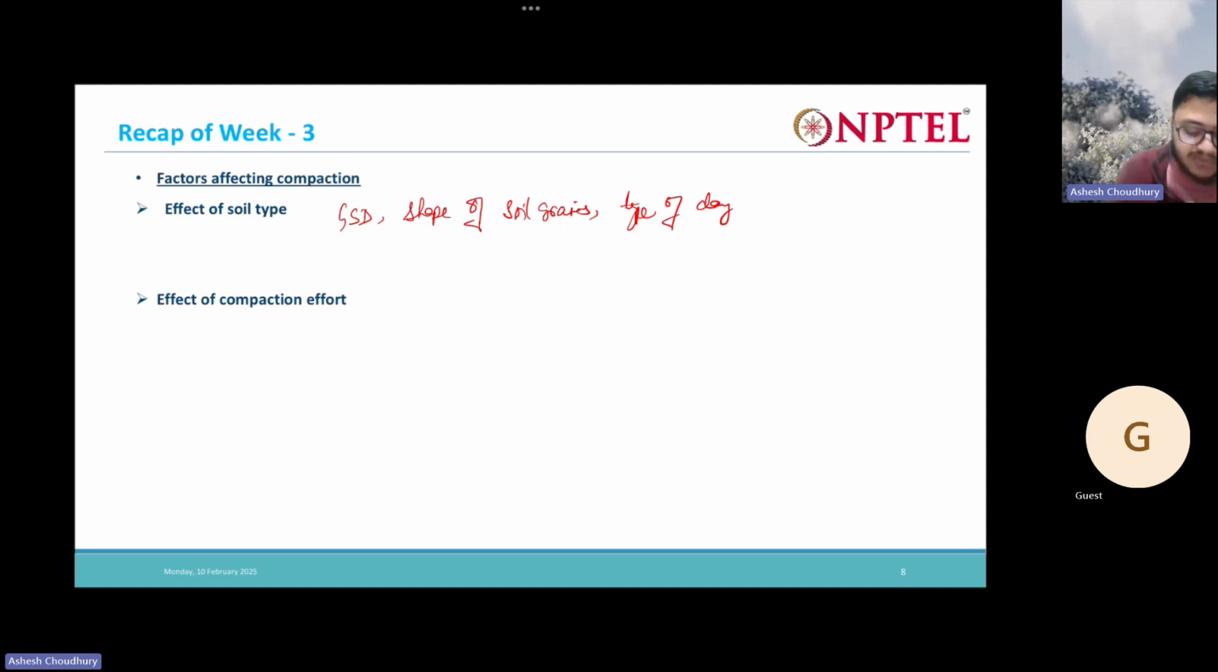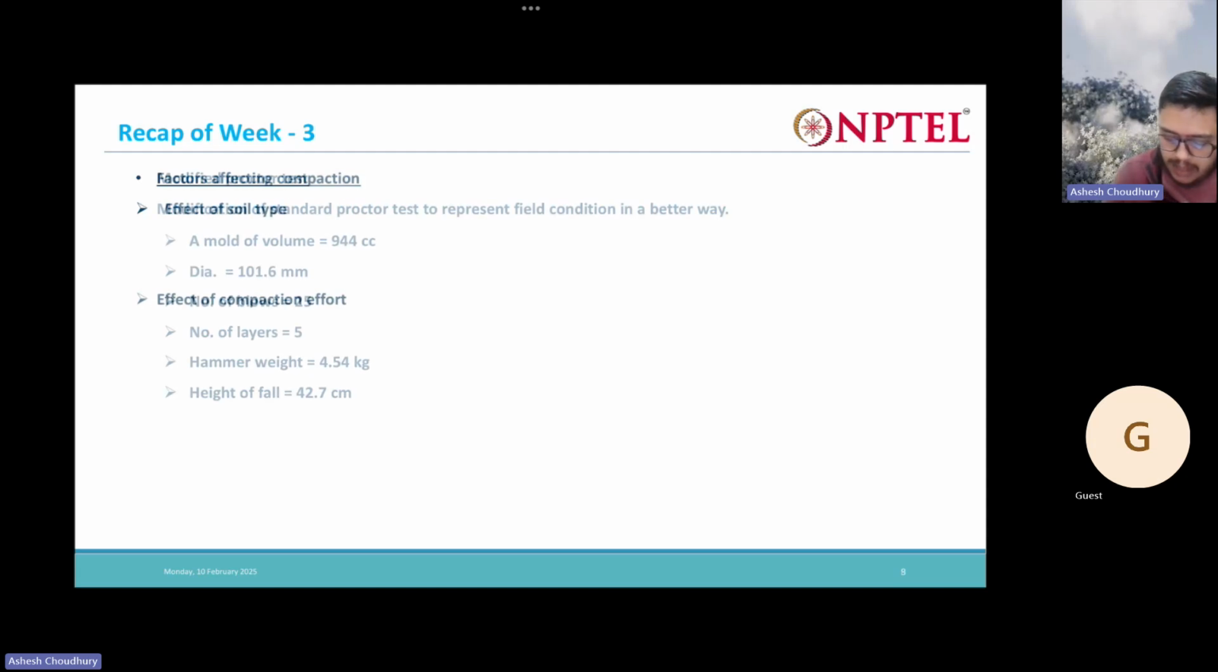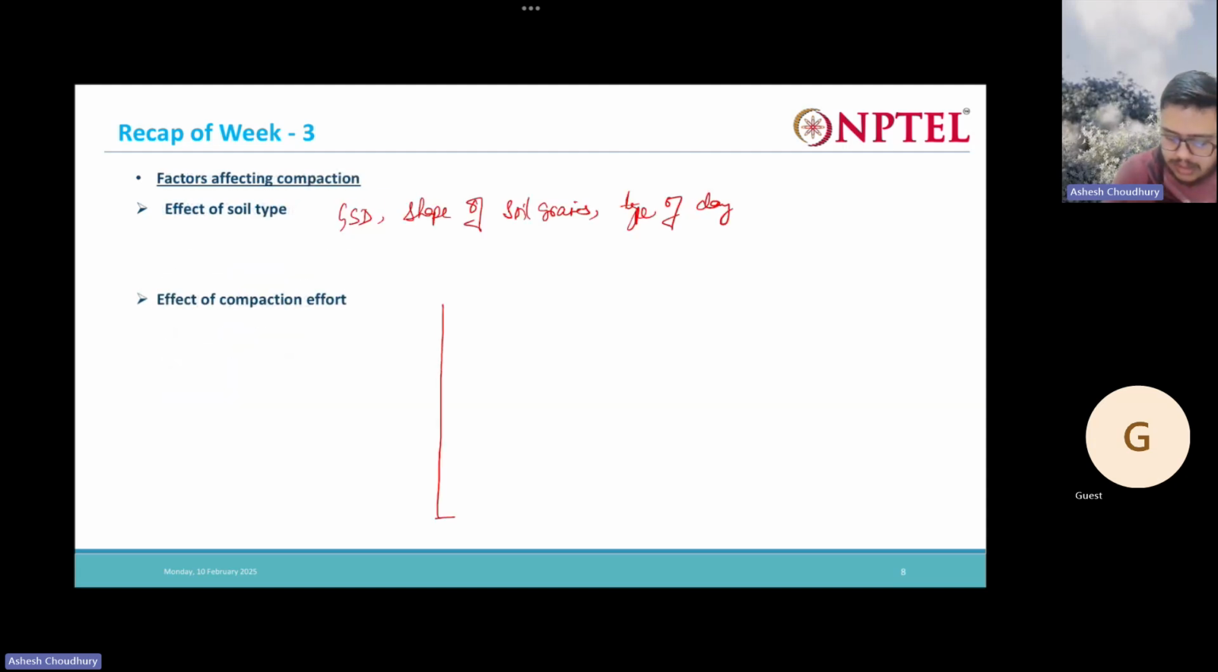Now the next is the effect of compactive effort. So what happens, say this is the dry density, and here we have the water content, right? And this is the zero air void line that we discussed. Say for a certain compactive effort, we get this bell curve, the compaction curve.